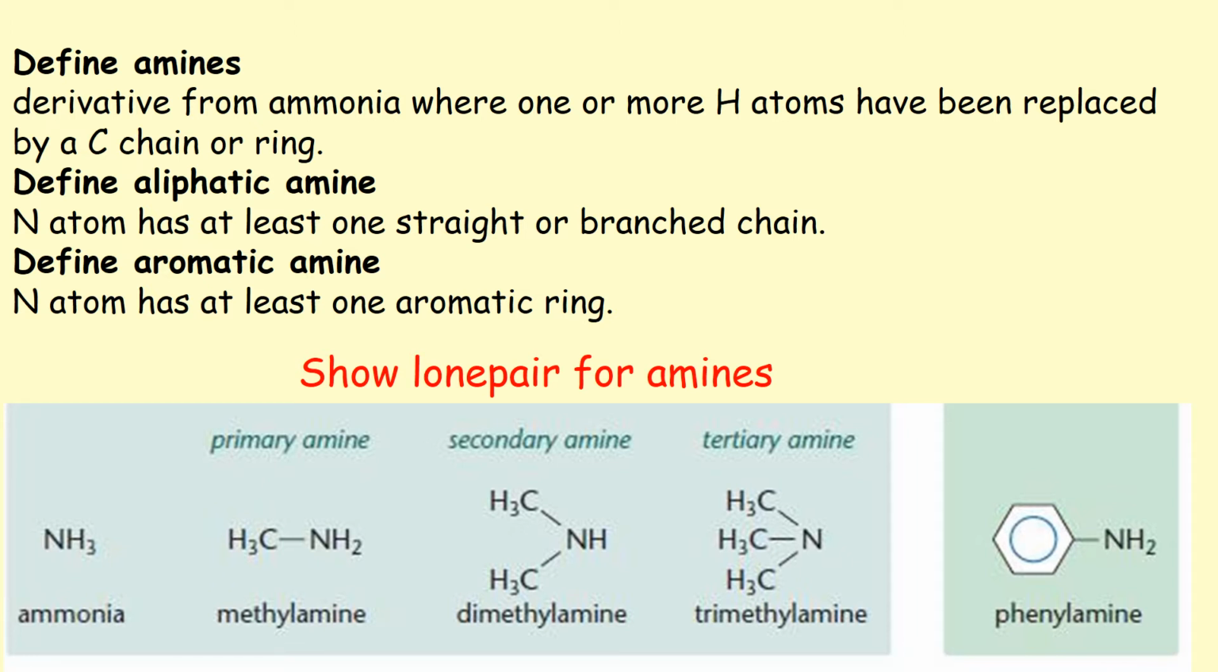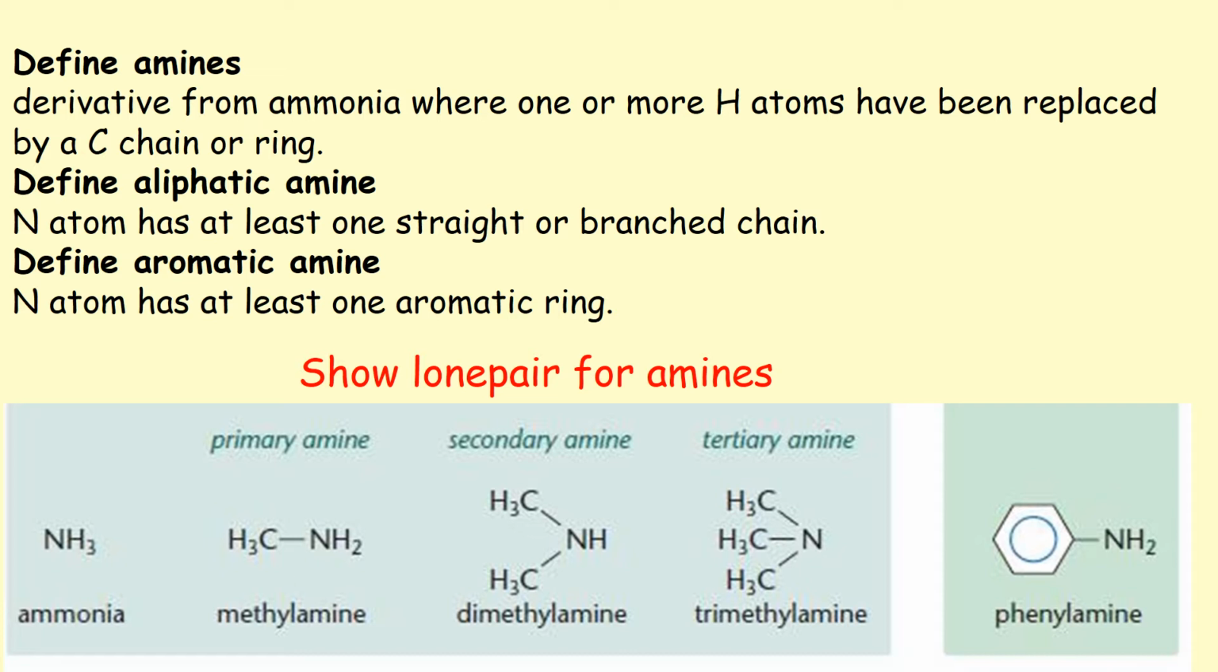So below you can see the three different types of aliphatic amines. You've got primary amine, secondary amine, tertiary amine with all alkyl chains. They're all aliphatic amines. And then I've also given you an aromatic amine, which has an aromatic ring there.